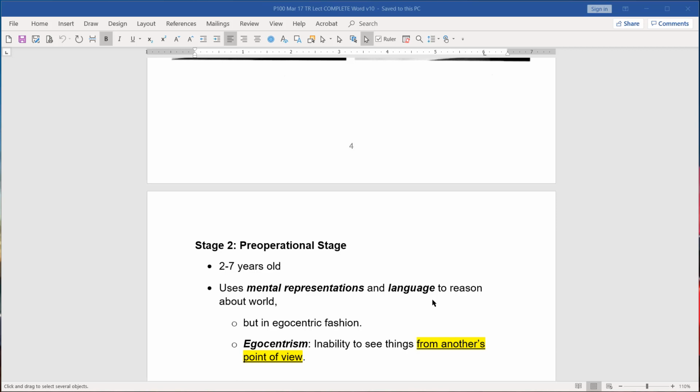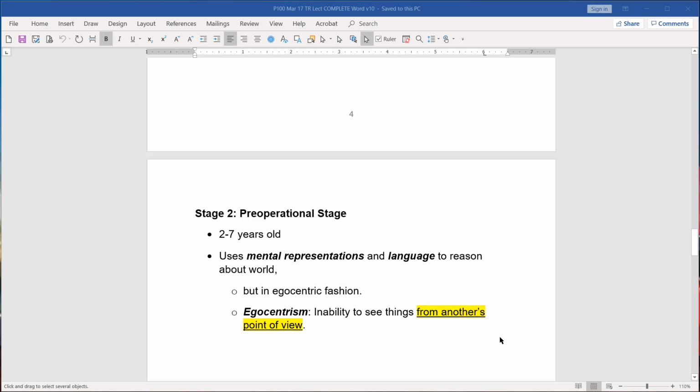But during stage 2, we operate under a cognitive limitation. The reasoning that we display early in stage 2 is egocentric reasoning. Egocentrism, that's something that I mentioned a bit earlier in the lecture. Let's go ahead and define it now. Egocentrism is an inability to see things from another's point of view. You've got a blank on your page there. You should fill that in. Egocentrism, inability to see things from another's point of view.